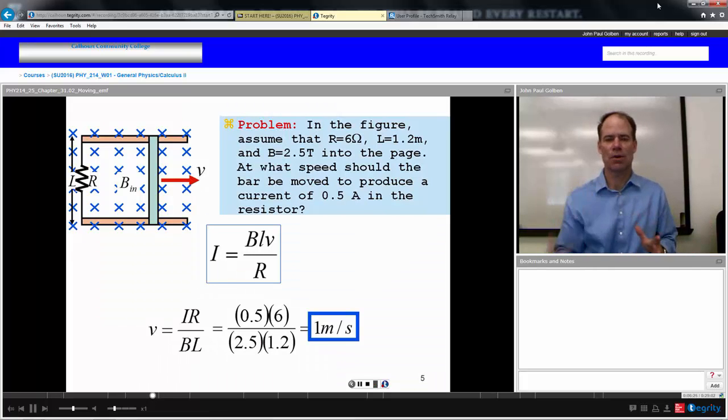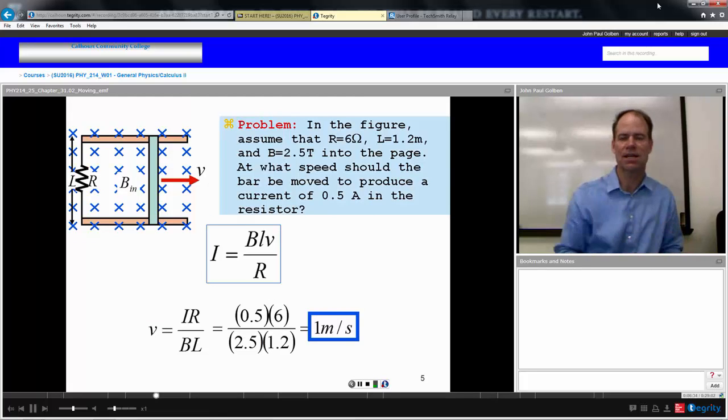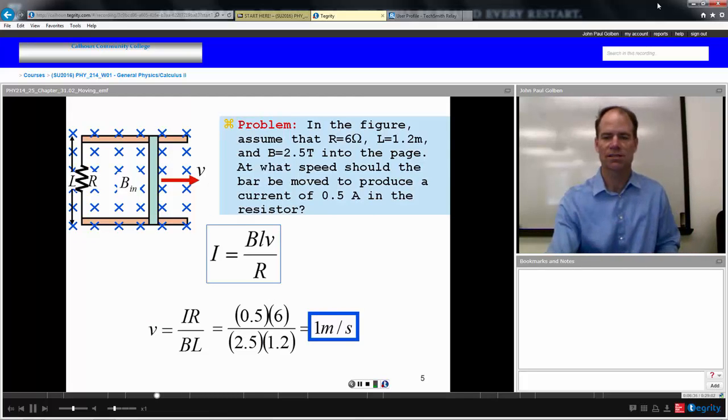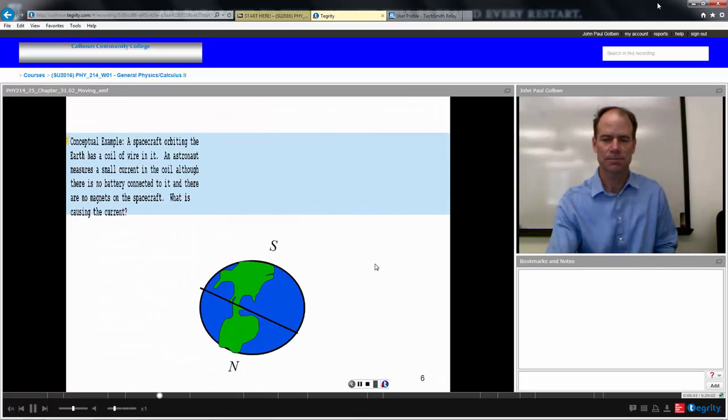This opposing flux and this opposing current is actually producing a force that's working against us as we're moving this to the right. So in order to produce this current, we're going to have to push on this in order to maintain that velocity.